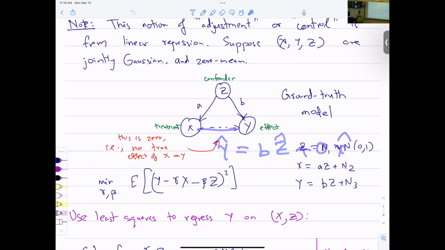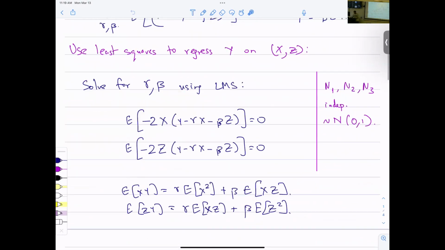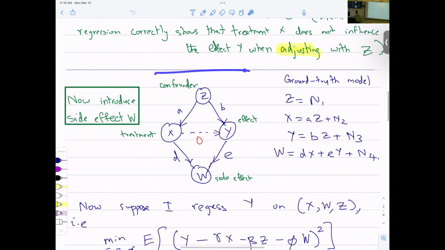Perfect. There is no true causal effect in this model, and least squares actually determines this correctly. Are you with me so far? Nothing fancy here. Now, let's say this is the model.